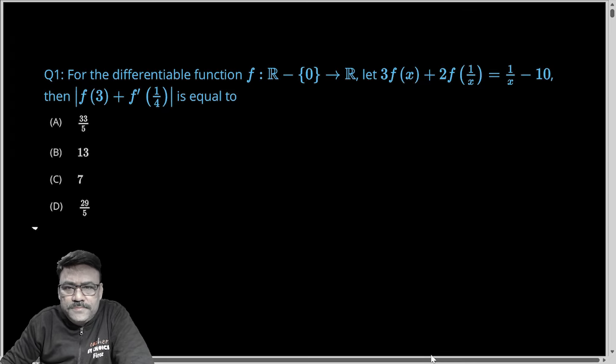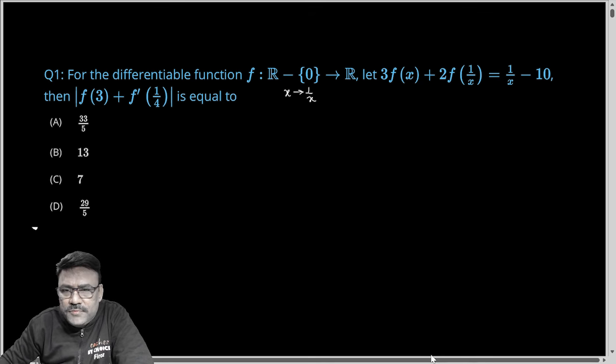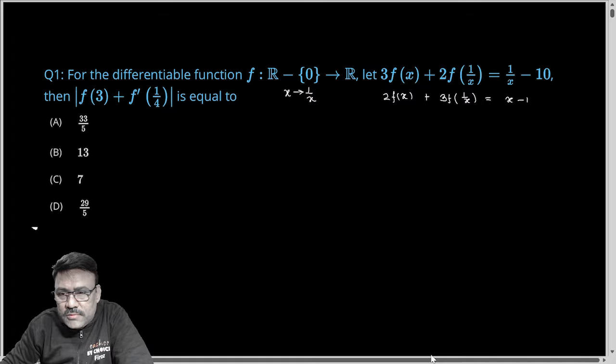So what you will do here is replace x with 1/x in this given equation. So if I replace x with 1/x, then this 2f(1/x) will become 2f(x), and this 3f(x) will become 3f(1/x). And on the right side, it is 1/x - 10 now.